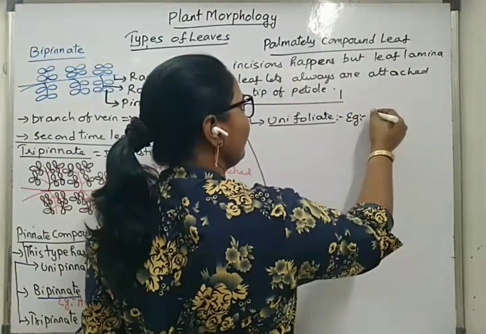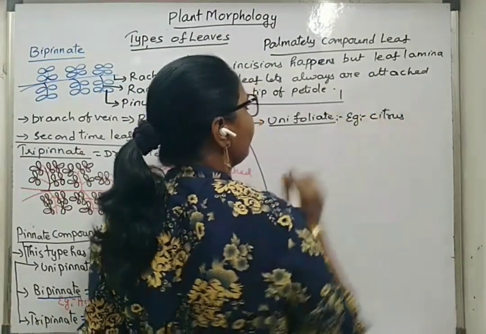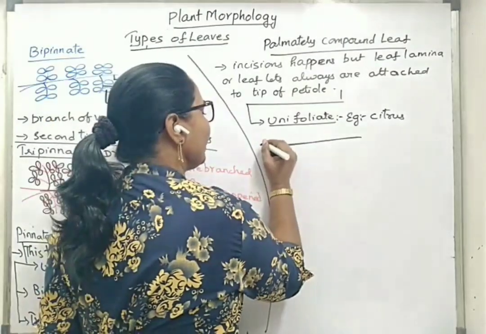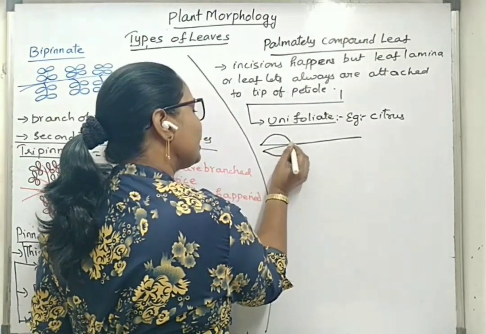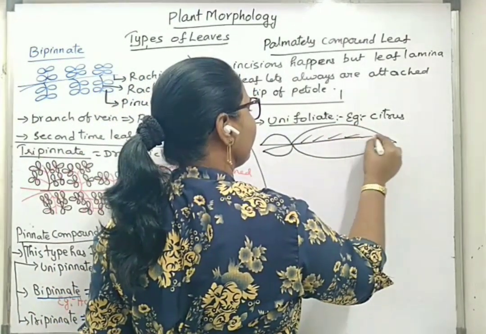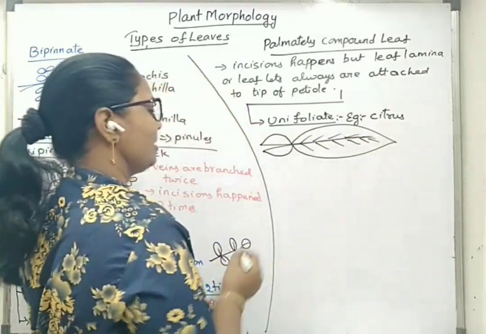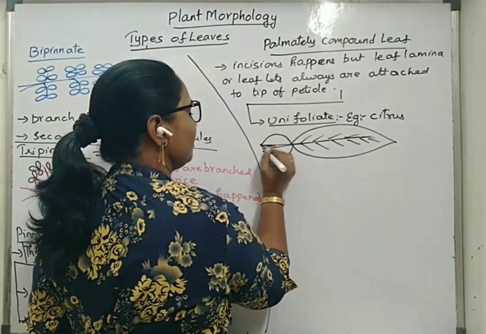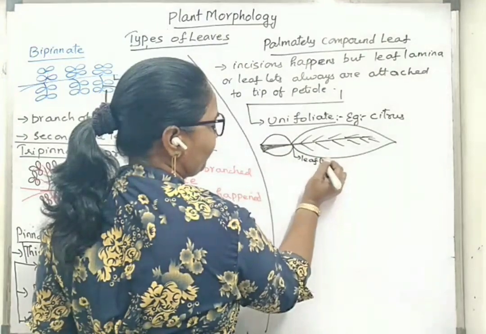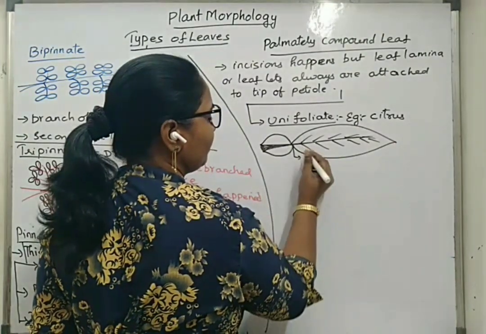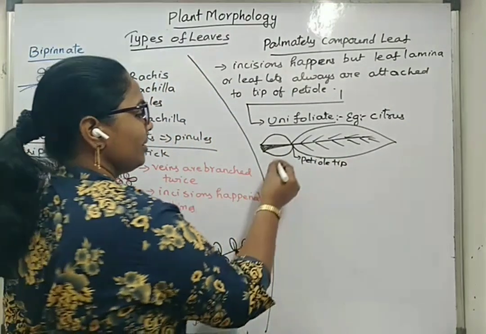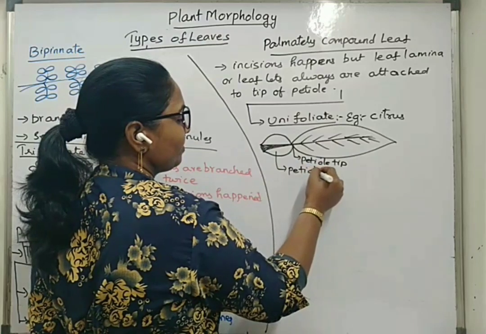An example under unifoliate is citrus. In the diagrammatic representation, the petiole will be modified into a wing-like structure. The lamina is cut at this junction and a complete leaf will be like this. You can say this is the leaf tip, and this is the petiole tip. Now, the petiole is wing-like.